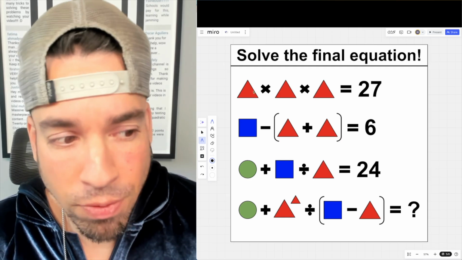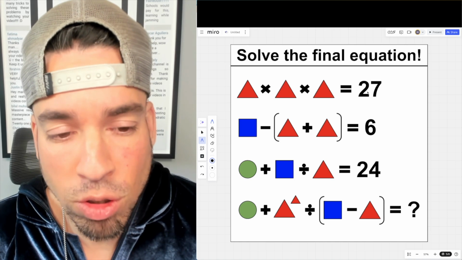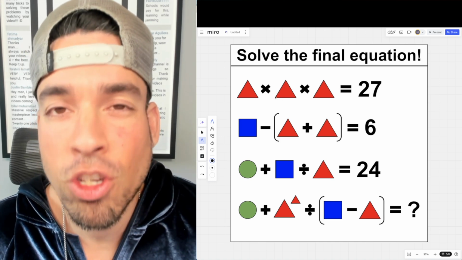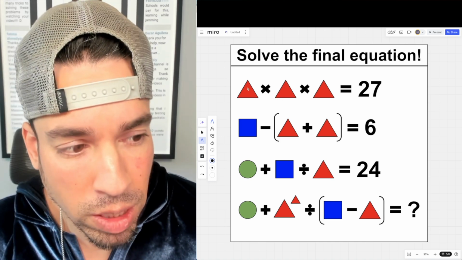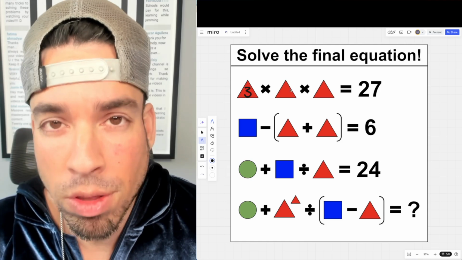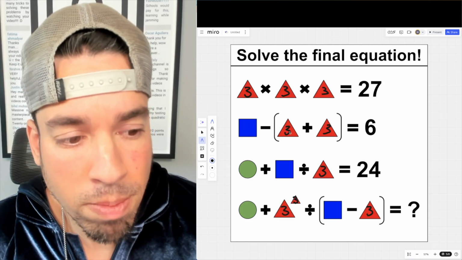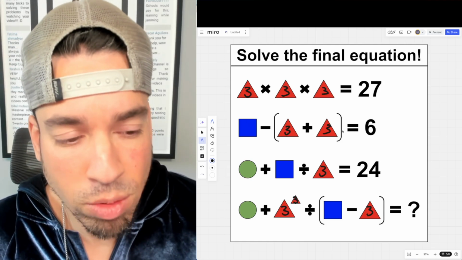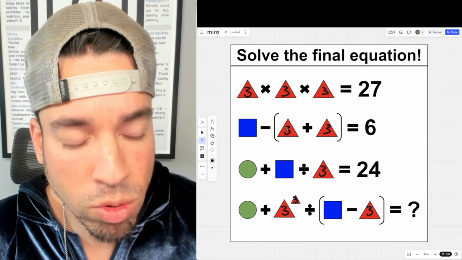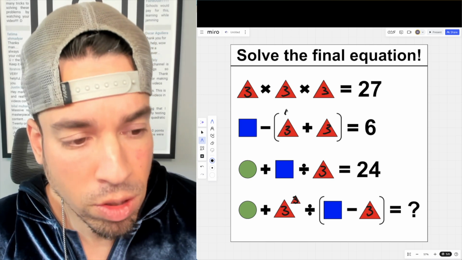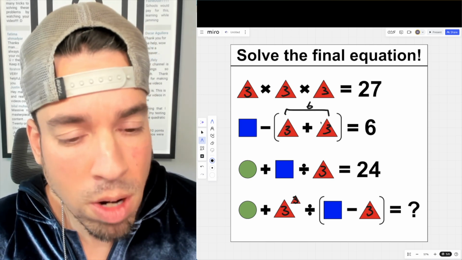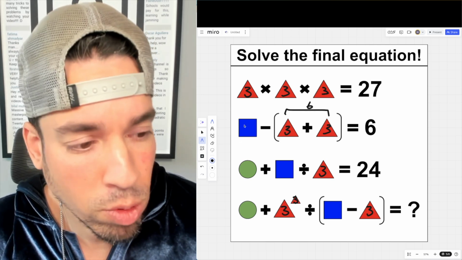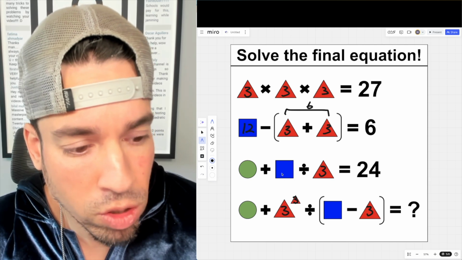So first things first, triangle times triangle times triangle is 27. So what cubed is 27? That is 3. So we know the triangles are all 3. Next, we have square minus triangle plus triangle is equal to 6. Again, the parentheses mean that we have to do the addition first. 3 plus 3 is 6. So what minus 6 is 6? That would be 12. So all the blue squares are 12.